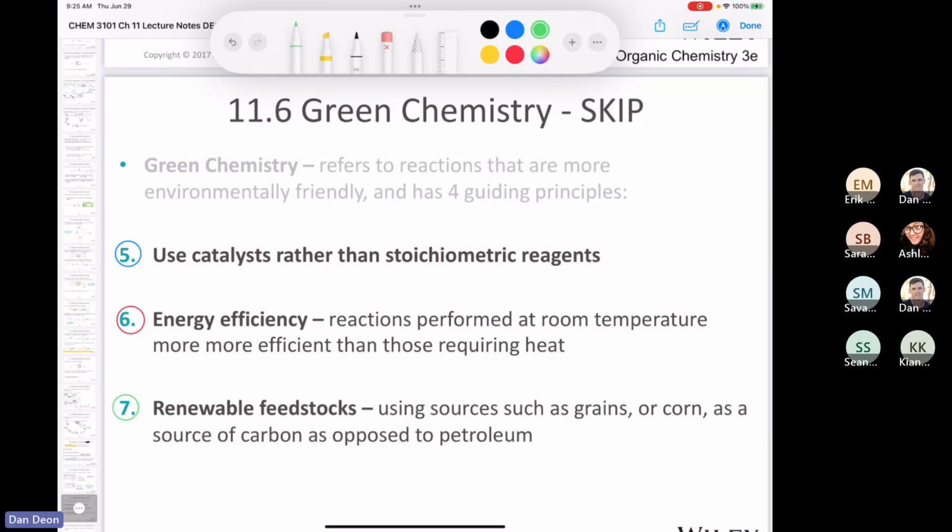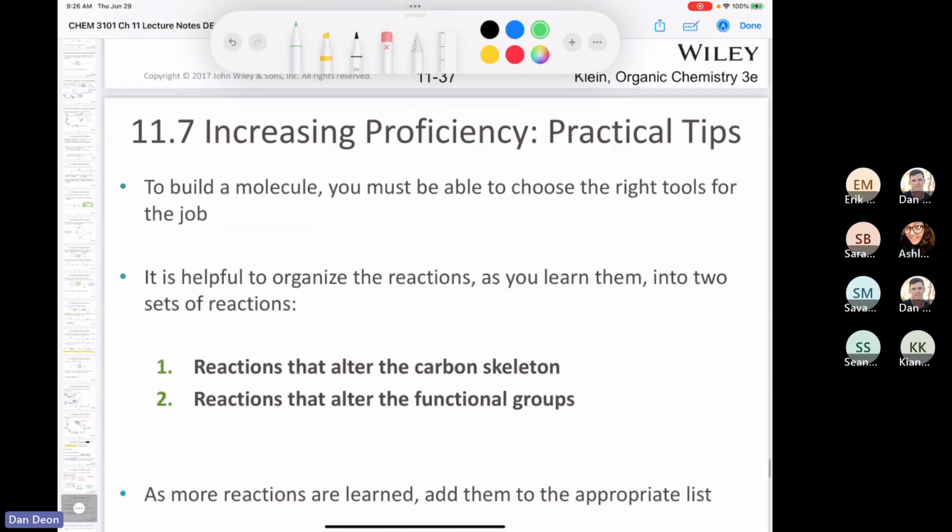If you just do a quick Google search on green chemistry, you can find all kinds of interesting articles about it. It's a very hot topic in chemistry these days, and you can imagine why, because everybody's in the mindset of trying to find ways to protect the environment. I enjoy the environment, so I want to protect it. I think green chemistry is a great thing.